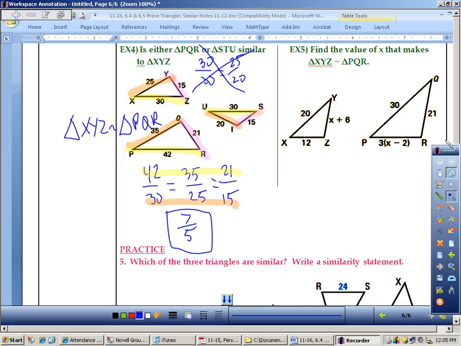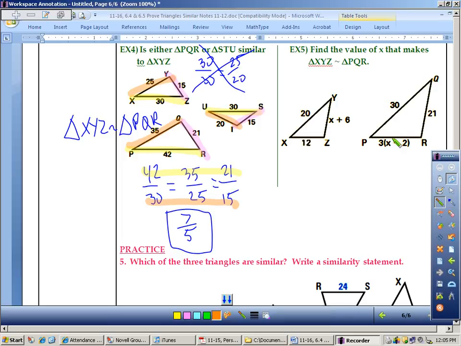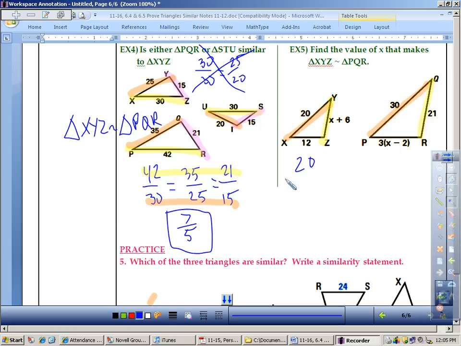Over in example 5, we need to find the value of x, so I just need to compare corresponding parts. XYZ is similar to PQR, so I know that XY corresponds to PQ, and I know YZ corresponds to QR. So 20 is to 30 as x plus 6 is to 21. We cross multiply and solve.